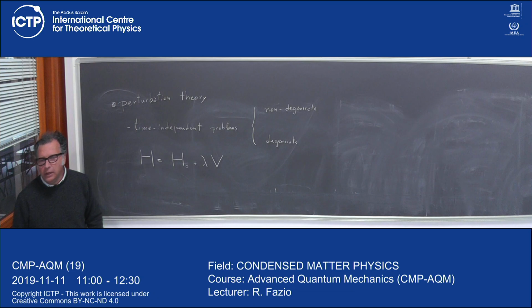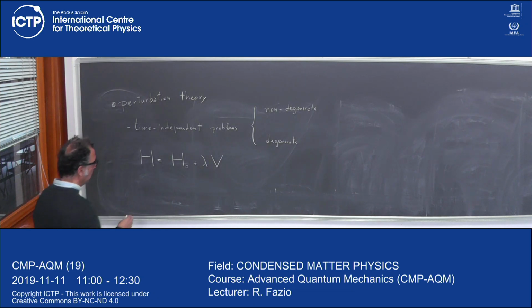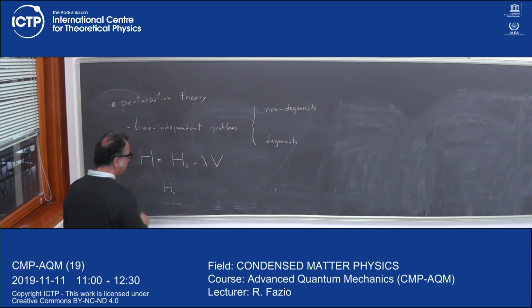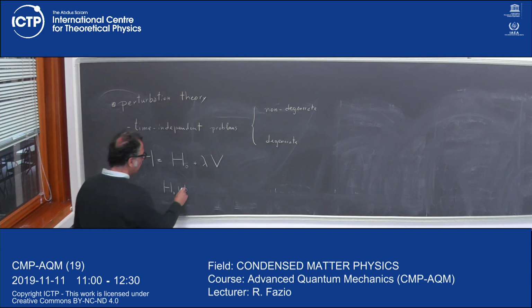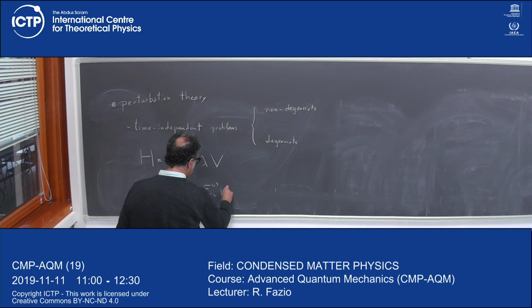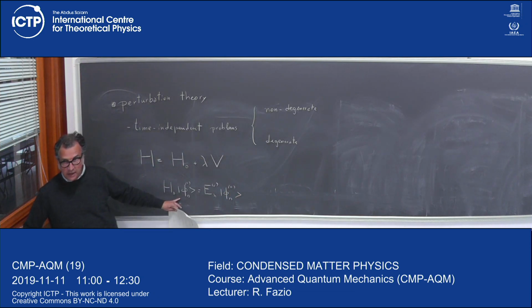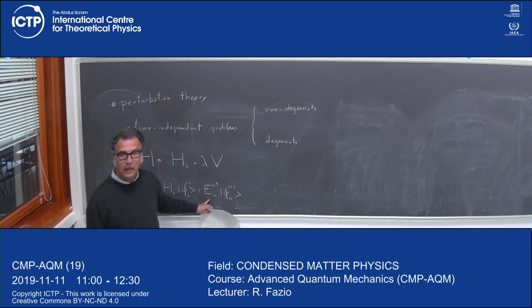This is not something we know how to solve. But what we know is how to solve H0. So H0 is a case that we know how to solve and has a set of eigenstates which are called phi 0 n, and eigenvalues E0 n. Okay, I assume that I know how to solve this, to determine all this exactly.